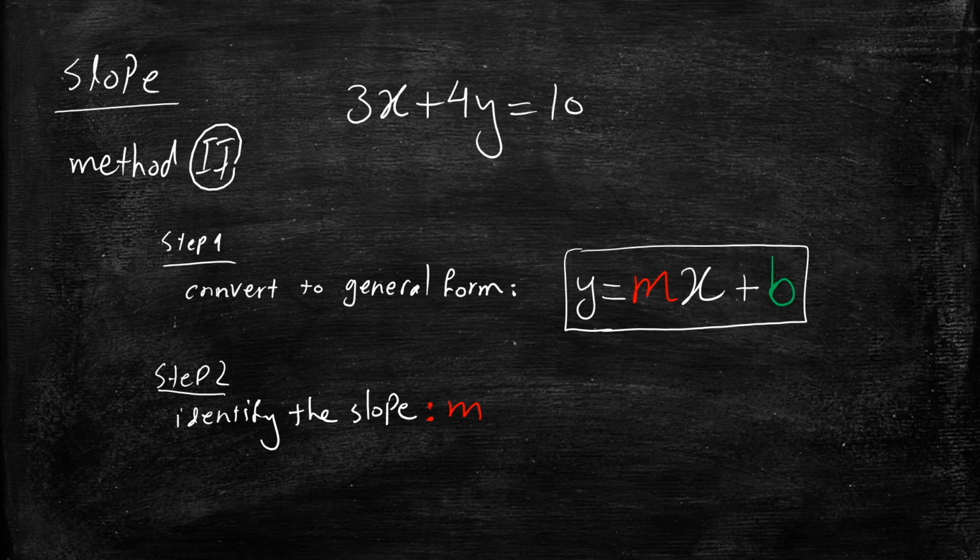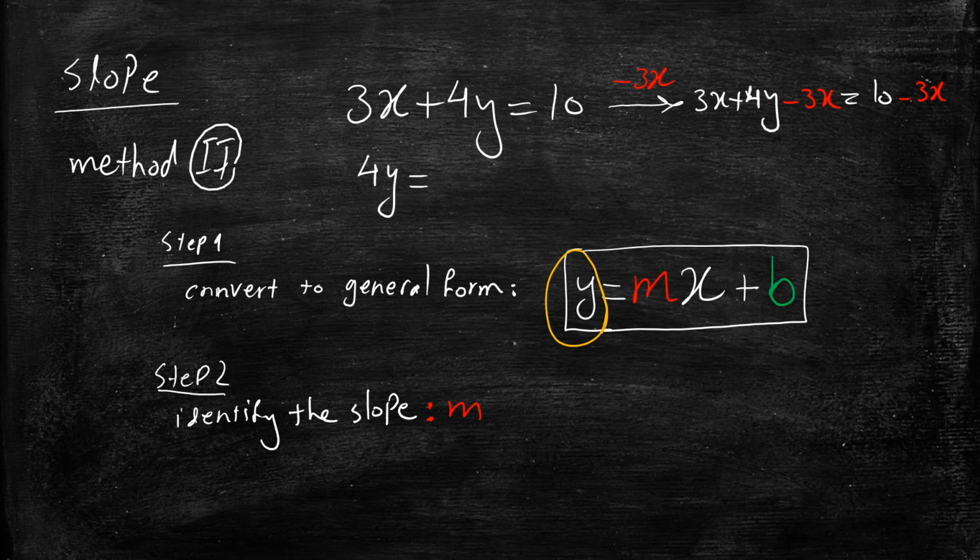So let's do that. Let's convert this guy into general form of linear equations. So we can see we have to isolate y on one side. So let's do that. Step 1, let's subtract 3x from both sides. So we step by step isolate y. Let's subtract 3x from both sides, and that will give us 3x plus 4y, the left hand side, minus 3x equals 10 minus 3x. Also doing it to the right hand side. So the 3x cancels on the left hand side. We will have 4y equals 10 minus 3x.